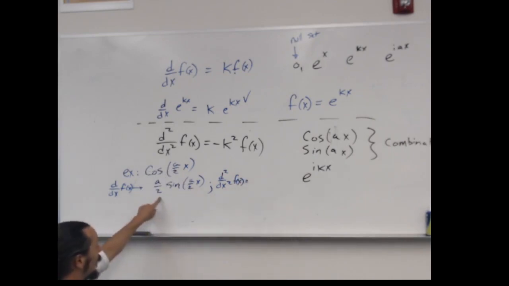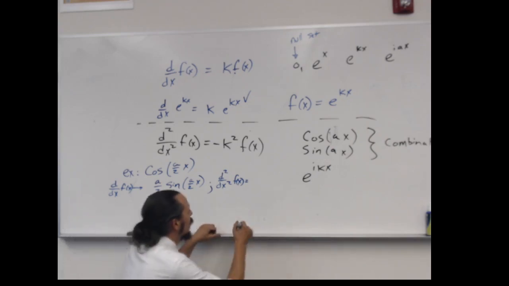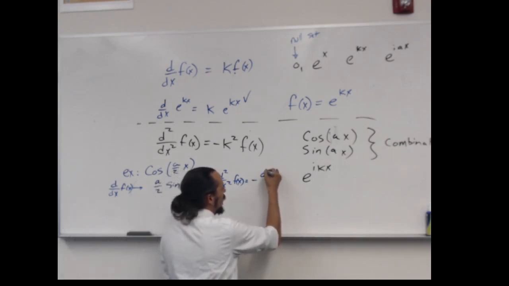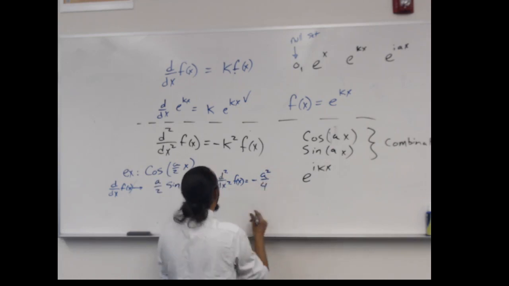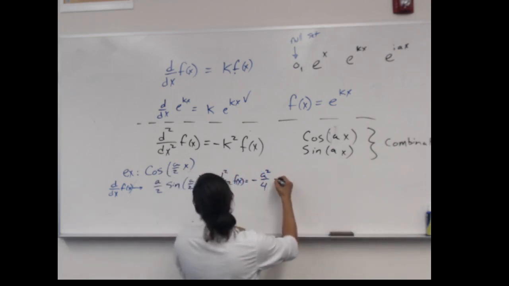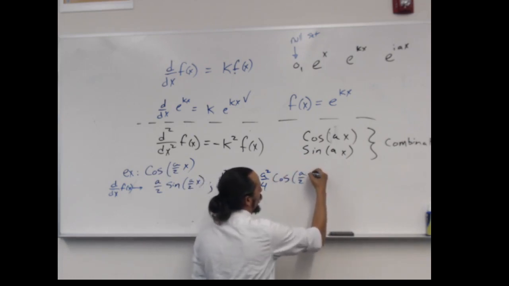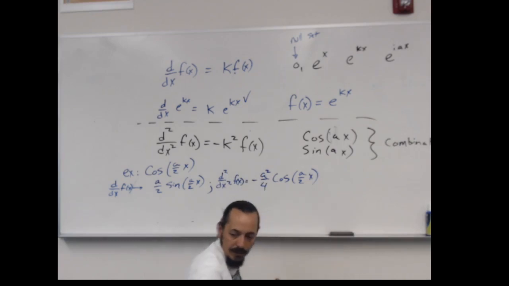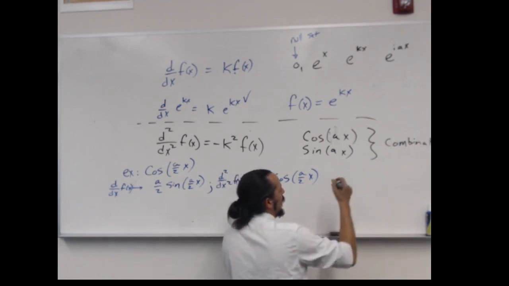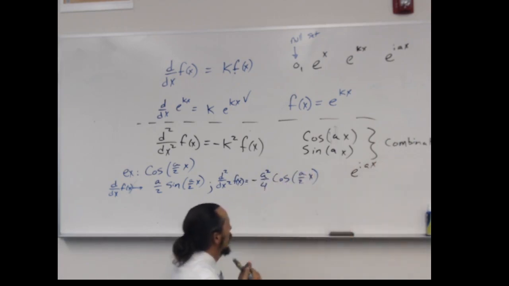And then if I do the second derivative, so I'm going to take the derivative of this. Sine is going to go to cosine. So I'm going to get negative a squared over 4 cosine a over 2 x. e to the ikx is still over here as a possibility.